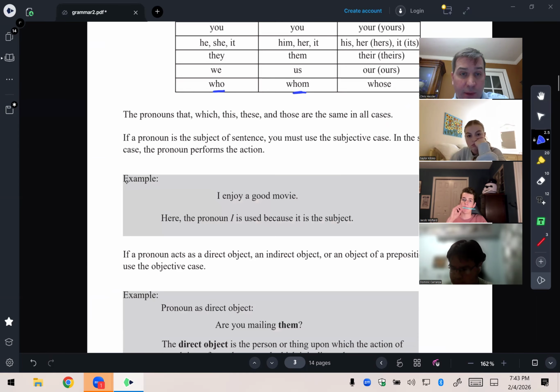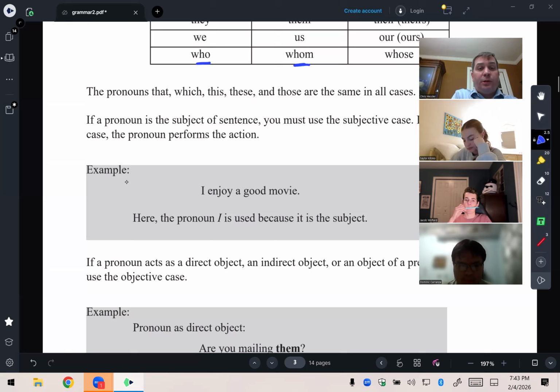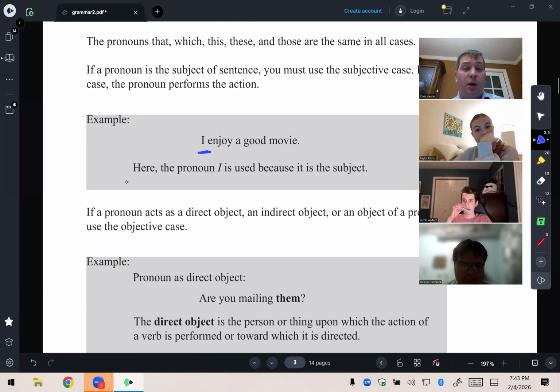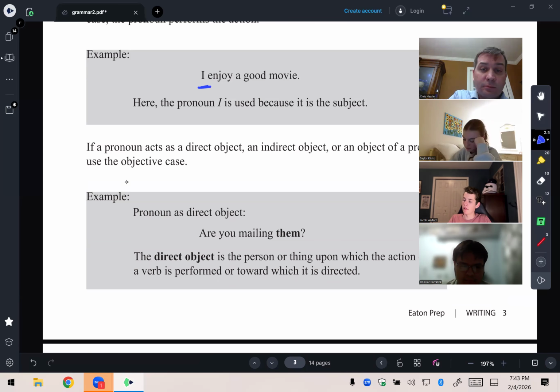So here they all are. I enjoy a good movie. We use the subjective form of this pronoun because that is the doer of the action, the subject. You wouldn't say me enjoy a good movie, for example. Are you mailing them? I'm assuming they are letters or packages. It's a direct object, or they are direct objects, I guess.